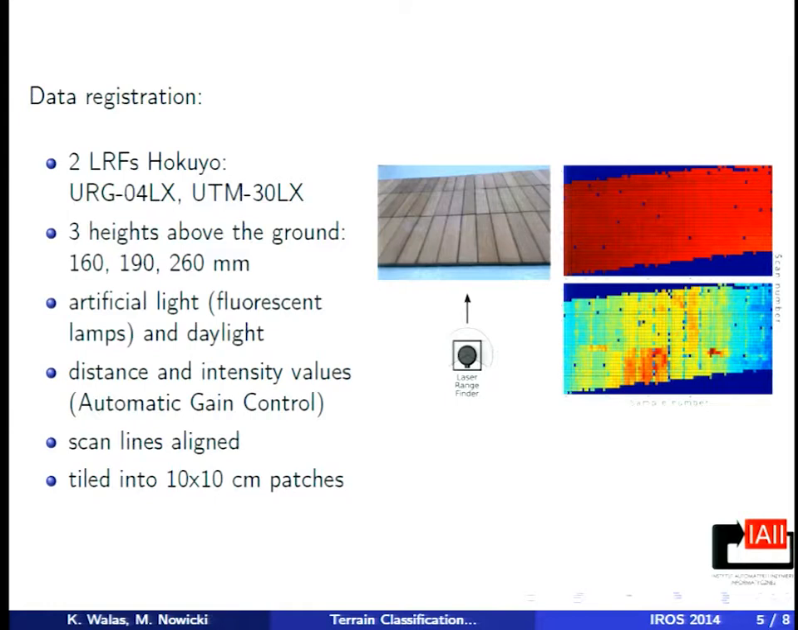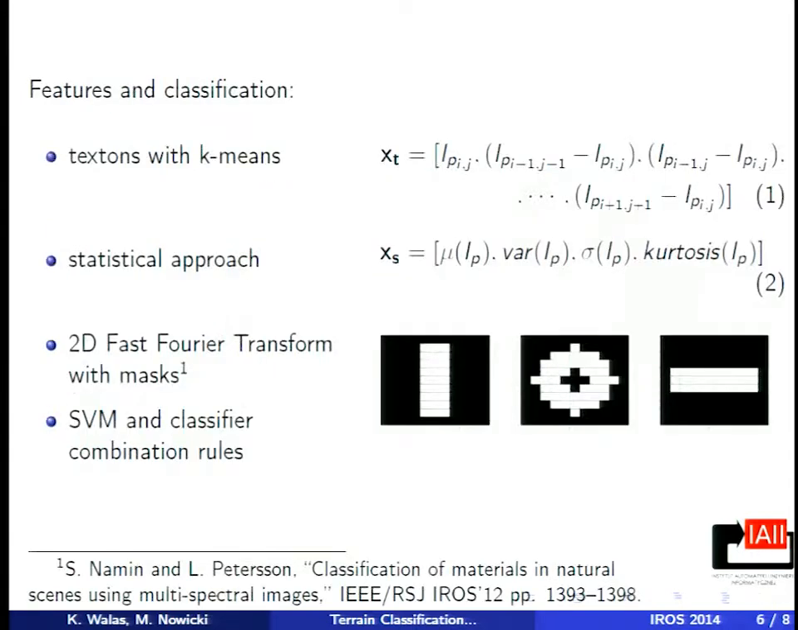So we aligned those scans to obtain the patches, and we tiled the whole terrain into patches 10 by 10 centimeters. Then we proposed several features. So we tried textons with k-means on the histograms of those textons. Then we also used statistical approach, and we also used 2D fast Fourier transform with using those masks which are presented. And then we fed all those data to SVM classifier, and we also performed some combination rules on top of those classifiers. And the results are as follows.